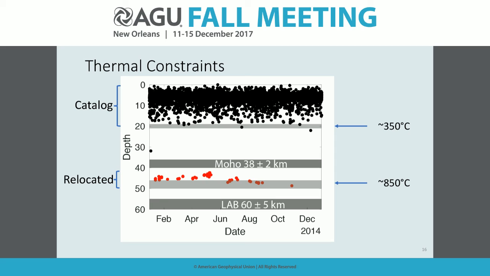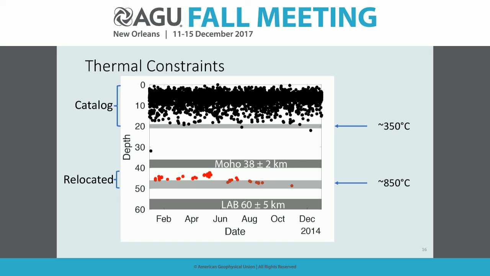Here we're looking at the depths of the earthquakes through time for calendar year 2014. This is all of the crustal seismicity, which very sharply cuts off at a depth of about 20 kilometers, more of a traditional brittle-ductile transition at about 350 degrees C. There's this aseismic zone, followed by the Moho, and then we have the mantle earthquakes here.